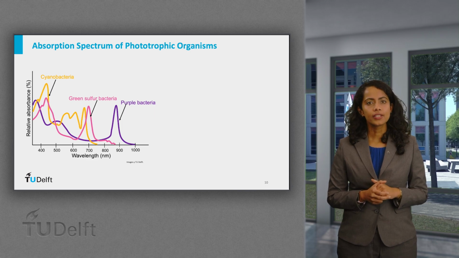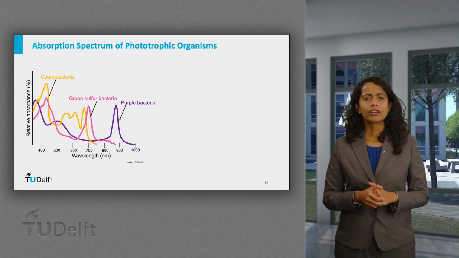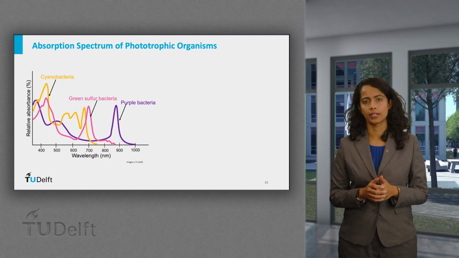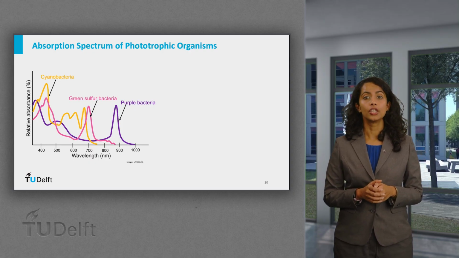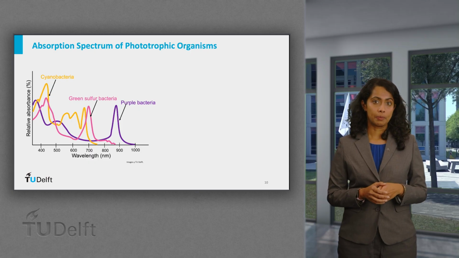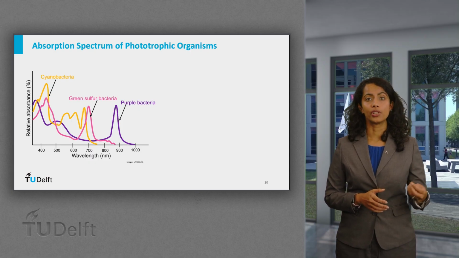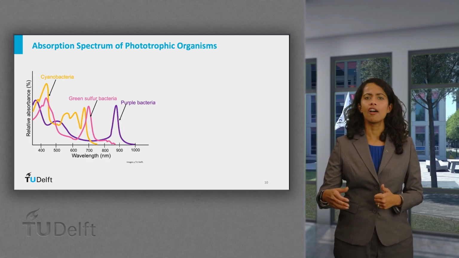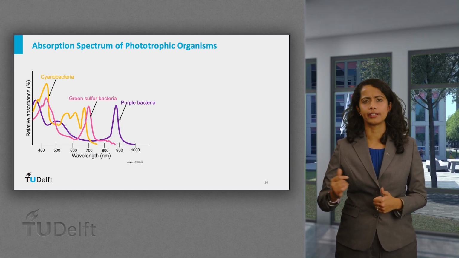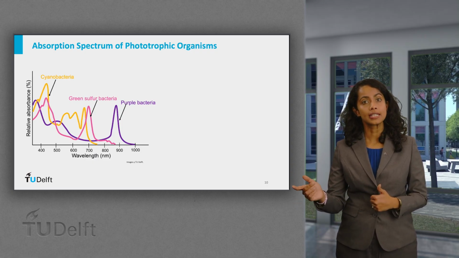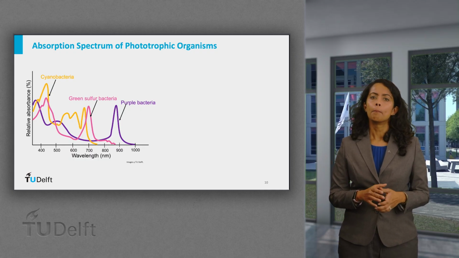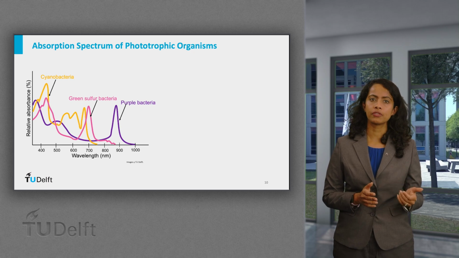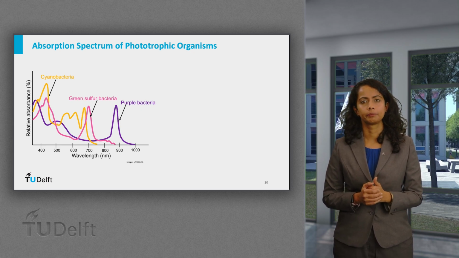Cumulatively, these differences in pigment compositions create striking diversity in the absorption spectra of phototrophic organisms. For instance, you can see from this graph, cyanobacteria absorb light between 400 to 800 nanometers. Green sulfur bacteria have peaks around 400 to 500 nanometers and again around 700 nanometers. Purple non-sulfur bacteria absorb mainly between 750 to 1000 nanometers.